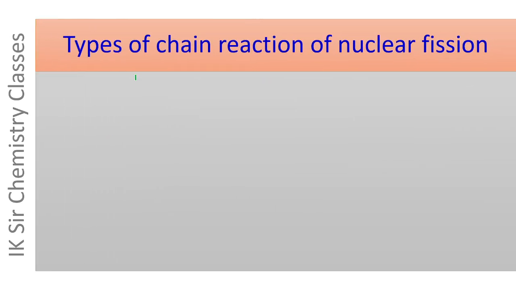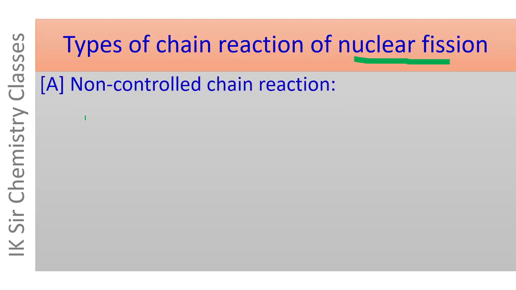And now, types of chain reaction of nuclear fission. The chain reaction of nuclear fission is of two types. The first one is non-controlled chain reaction. The chain reaction of nuclear fission, in which the number of U-235 nuclei undergoing fission per second goes on increasing rapidly, is called a non-controlled chain reaction of nuclear fission.